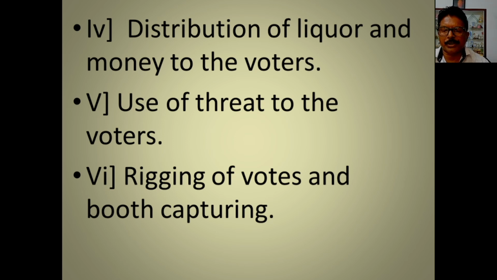The rigging of votes and booth capturing. They may threaten officials. They may use some unfair means, booth capturing. They take full control of the booth. They don't allow other agents to sit there. All parties' agents can sit in the booth, so they don't allow them to sit there. They threaten them, and they don't allow other people to vote, and they may put the votes in place of other people. All kinds of malpractice are being done by some political parties to win elections.